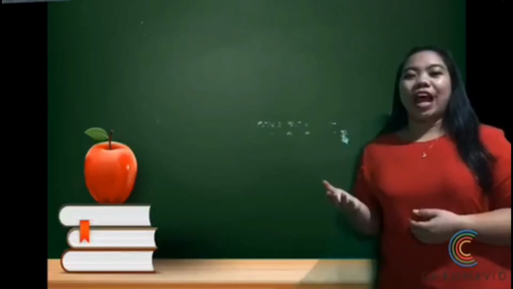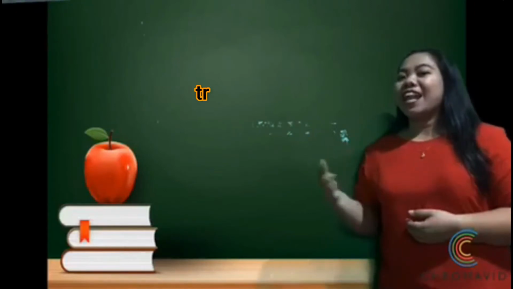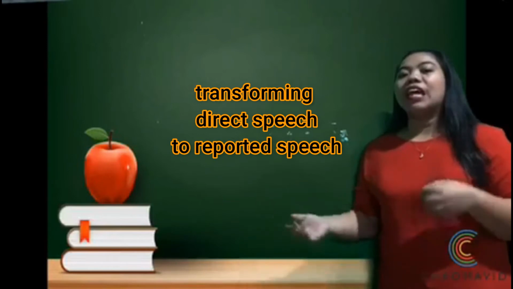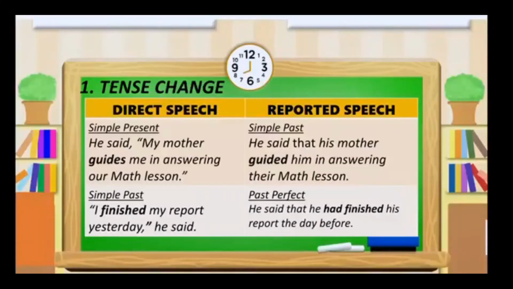Now that you've learned how to identify the two parts of direct speech and reported speech, let's explore how to transform direct speech to reported speech and vice versa. In order for us to do that, there are certain rules that we need to consider. First, the tenses of the verbs change. Let's take a look at this table.